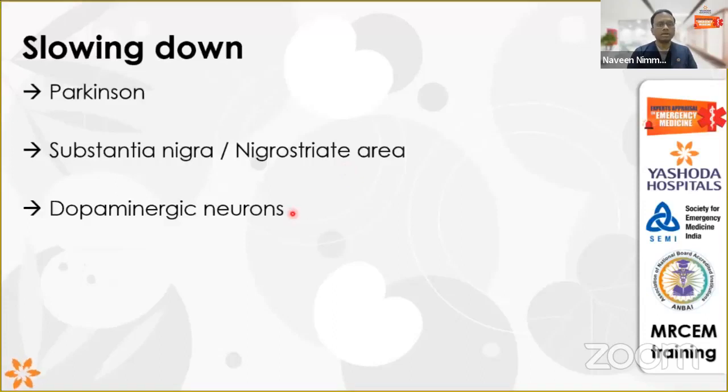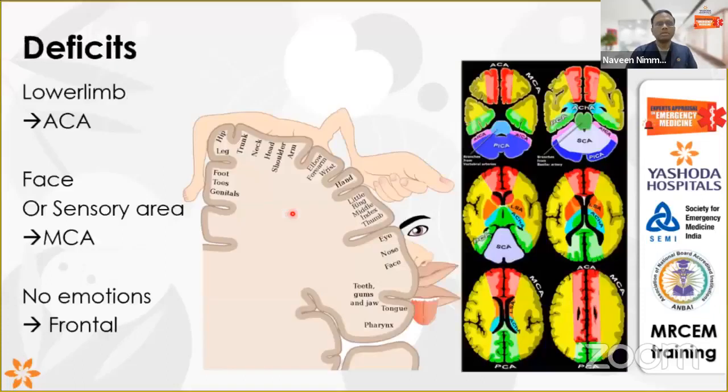So if ACA, the anterior cerebral artery, is involved, this is represented as the red colored cerebral part. That's the ACA territory. When this midline portion is affected, so this is all midline portion, that is affected means the lower limb will be affected. So that's a hint that ACA is involved.